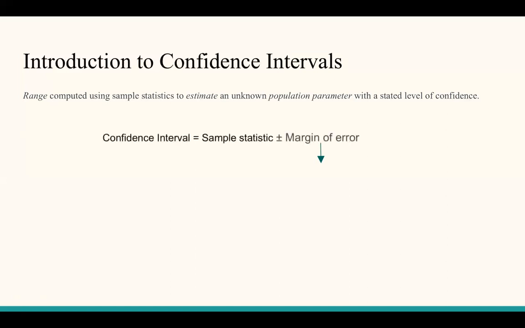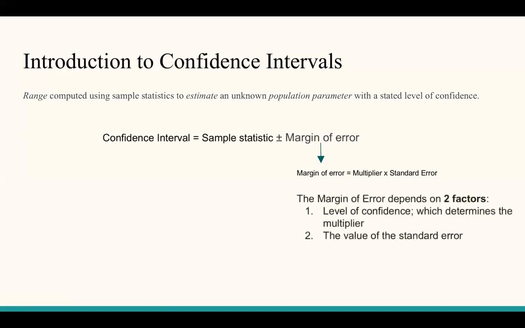The formula for a confidence interval is the sample statistic plus or minus the margin of error. And margin of error is just a certain multiplier times the standard error, which we already talked about earlier. Standard error is similar to the standard deviation of a sampling distribution. The margin of error depends on two factors: the level of confidence, which affects the multiplier, and the value of the standard error.